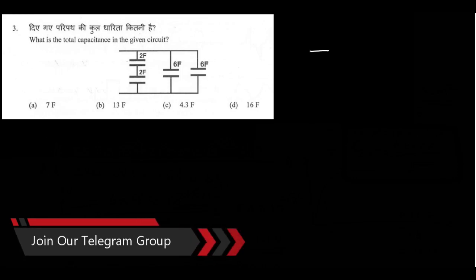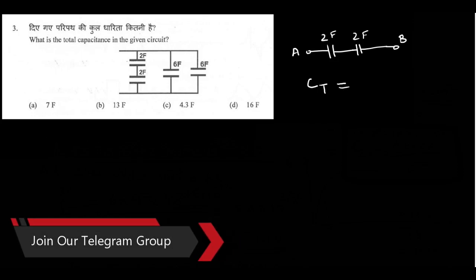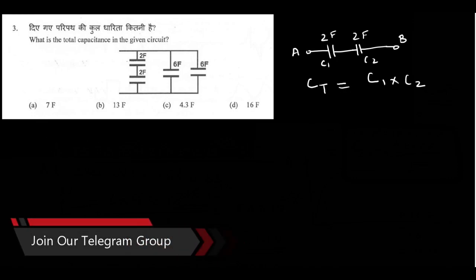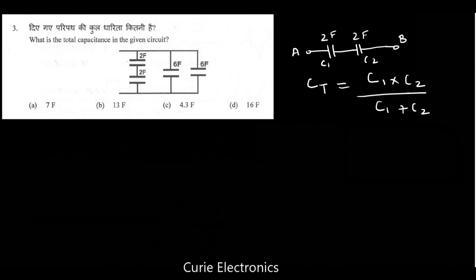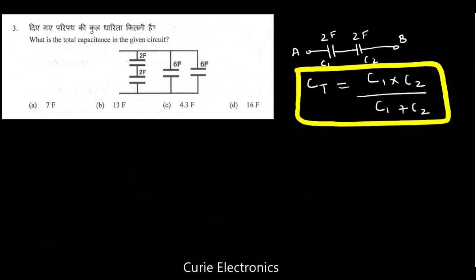Now, these 2 farad and 2 farad capacitors are in series. This is 2 farad, 2 farad, let them be connected across A and B. What is the total capacitance? CT equals, it is like resistors connected in parallel. Let this be C1, let me mark it as C1, C2. C1 multiplied by C2 upon C1 plus C2. This will give us the equivalent capacitance when capacitors are connected in series.